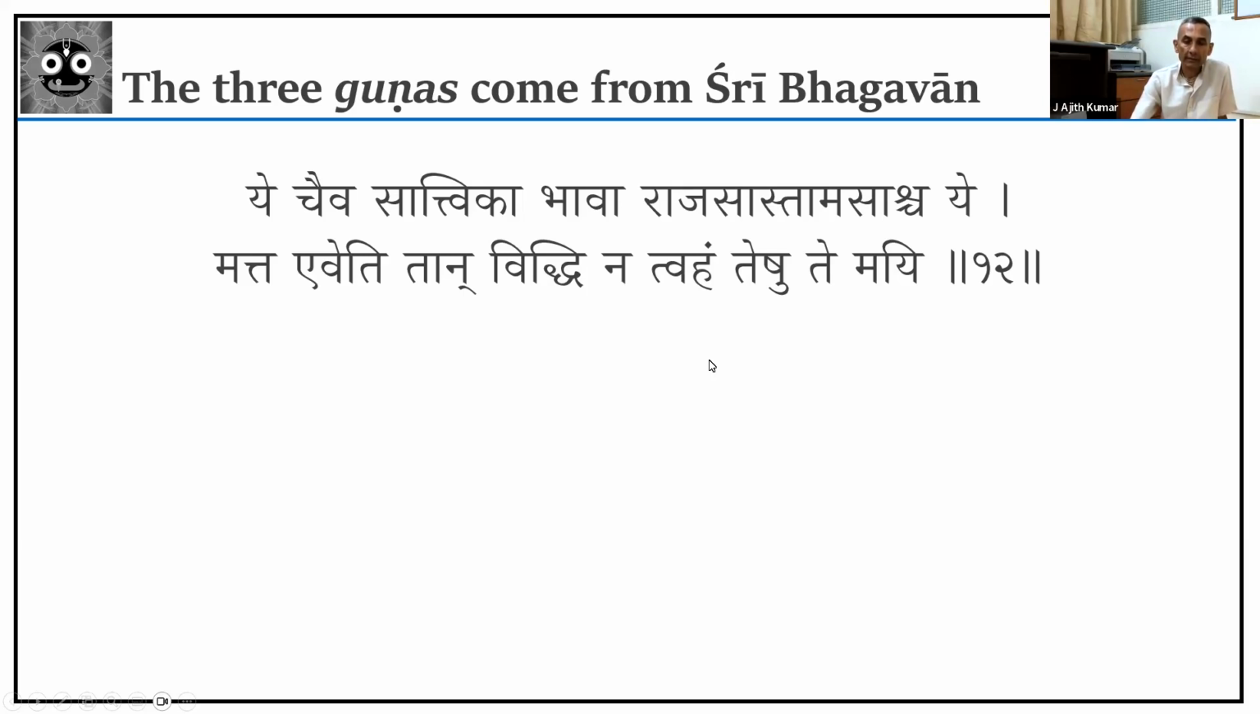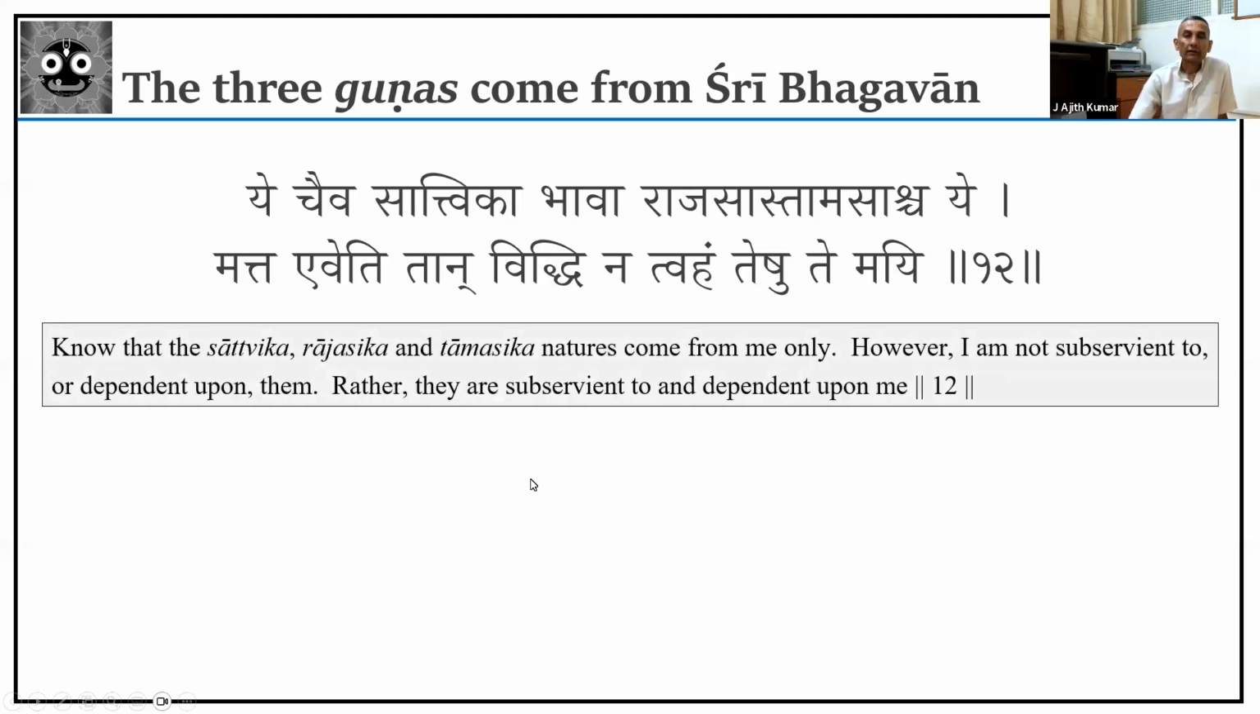Let us see that. He says, know that the sattvika, rajasic and tamasic natures come from me only. However, I am not subservient to or dependent upon them. Rather, they are subservient to and dependent upon me. That's what he means by saying, aham teshu na asmi. Te mai santi. So I am not in them, they are in me, means that I am actually not inferior or dependent upon them. They are dependent upon me.